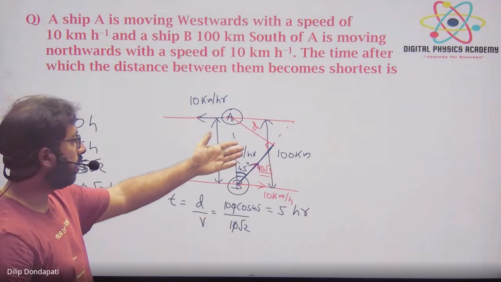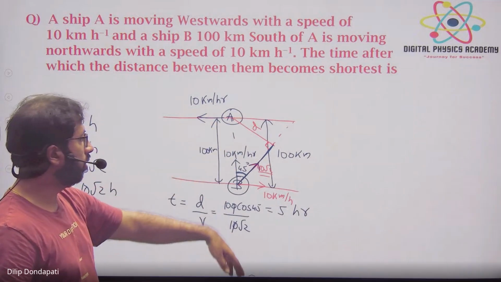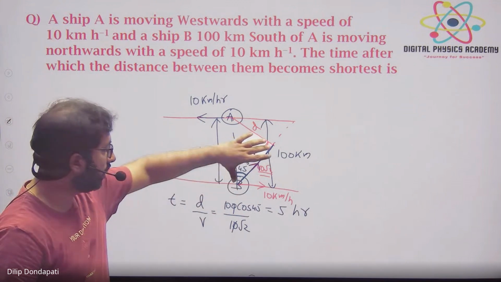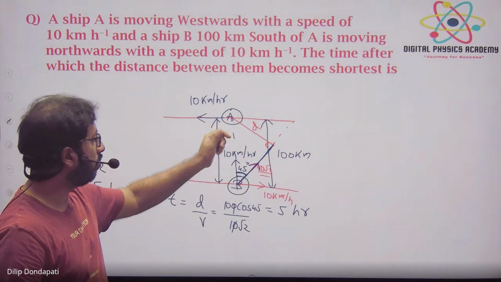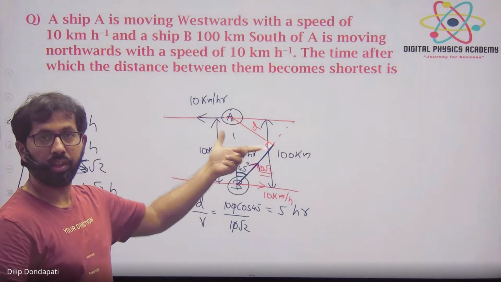Sir, is this the only way to solve it, or can we solve it another way also? Use Pythagoras theorem. Because we know this distance right now, and this distance you know. Using Pythagoras theorem we can find this.